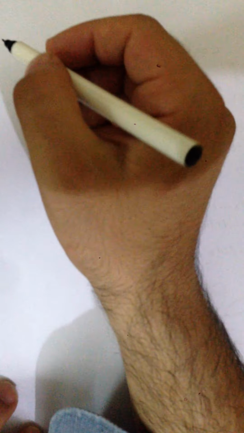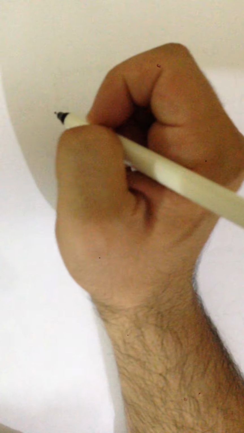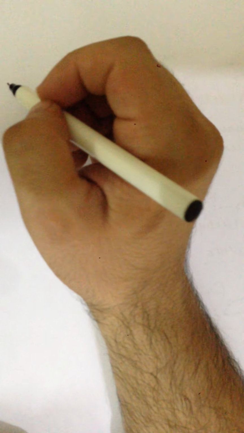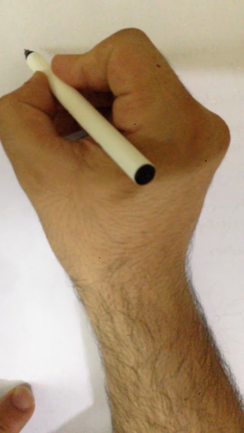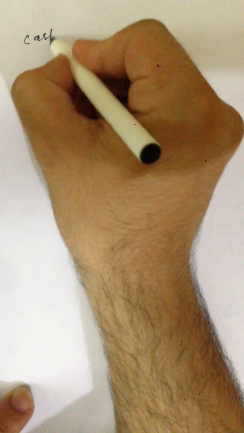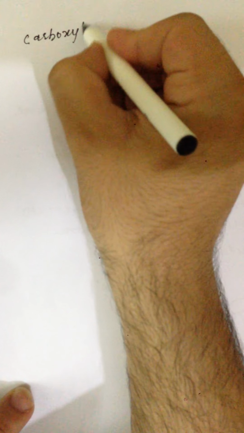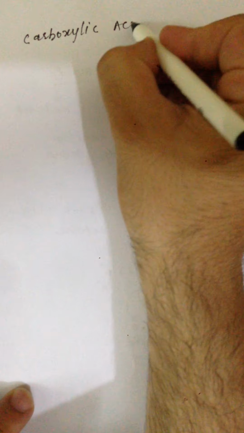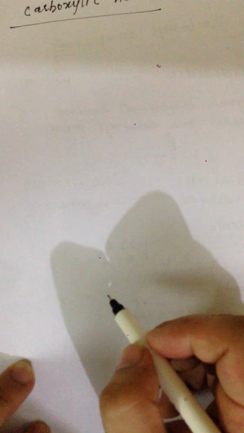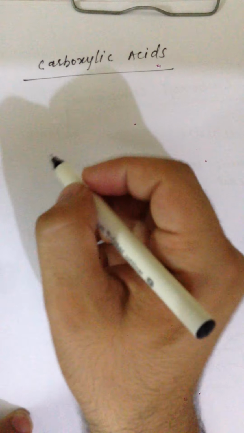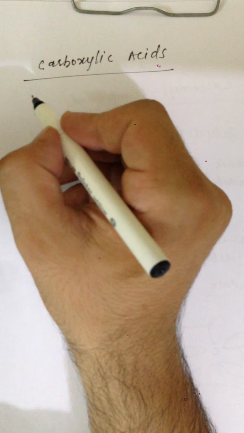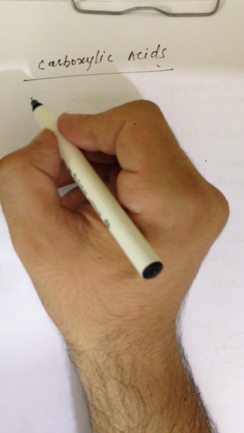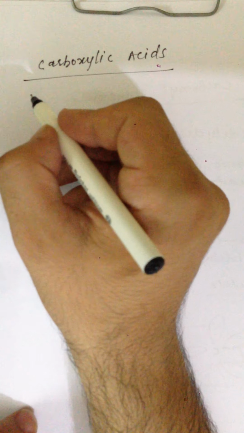The last class of the derivatives of hydrocarbons that we are going to study is the carboxylic acids. Carboxylic acids are organic compounds that have a carboxylic group in their structure.